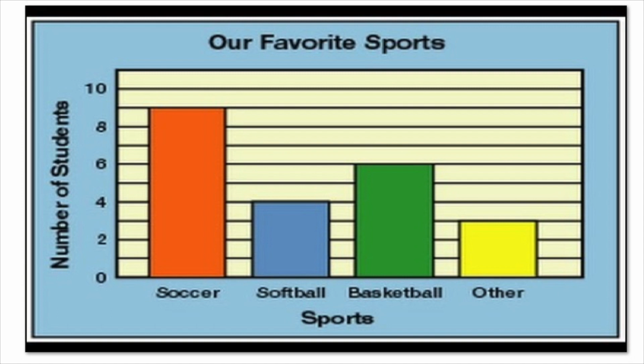The horizontal axis always has the label of the different things that we're finding out the information about. Think of the vertical axis, numbers, horizontal axis, categories. Any questions, guys? That was brilliant, well done.